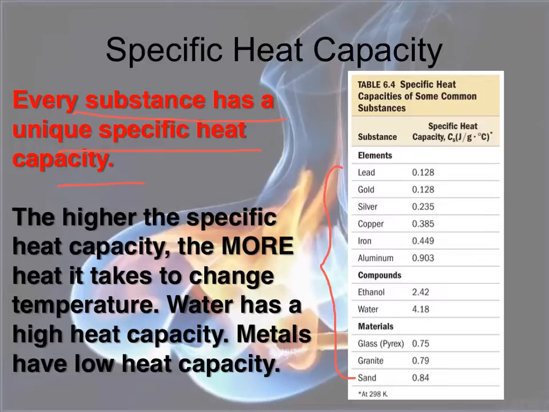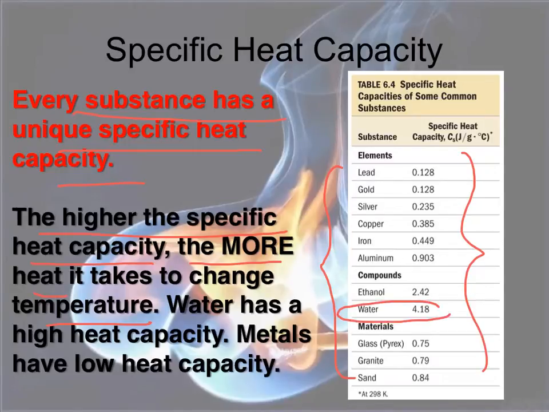This is, I think, a good way to remember it. The higher the value of specific heat capacity, the more heat it takes to change temperature. So let's look at what has the highest heat capacity on this chart. It happens to be water. Water has a very high specific heat capacity.